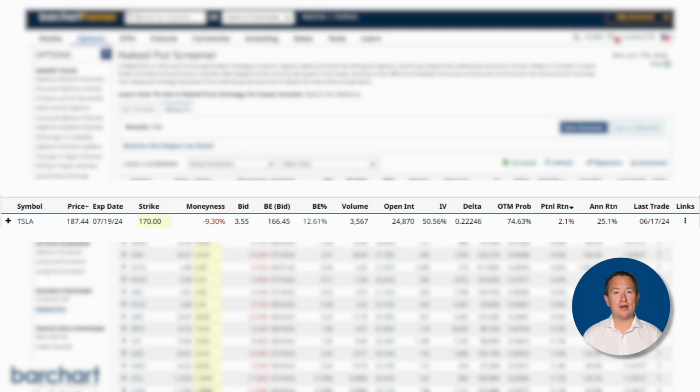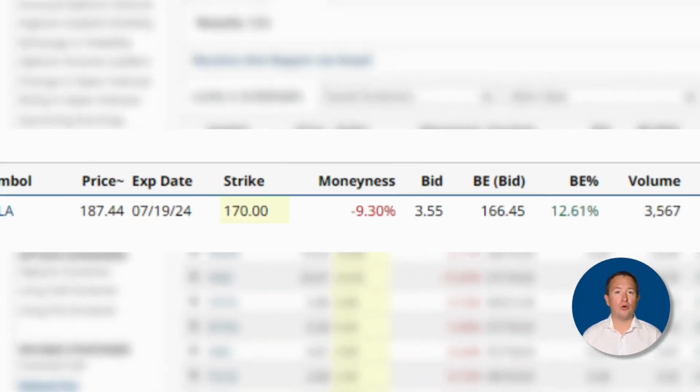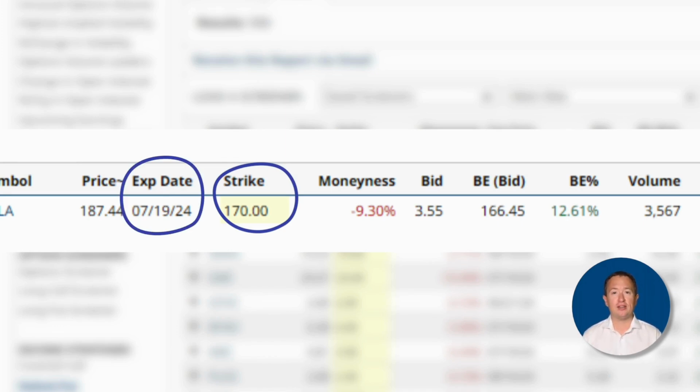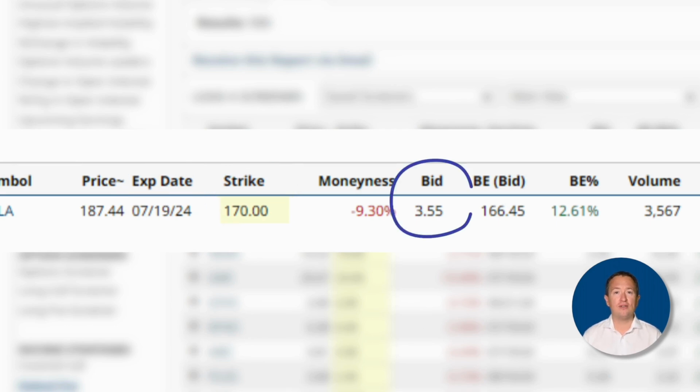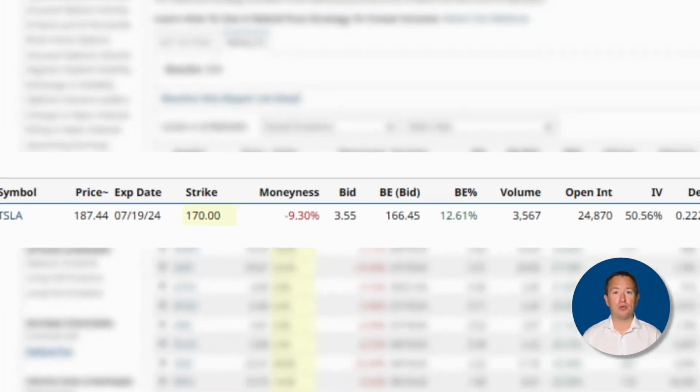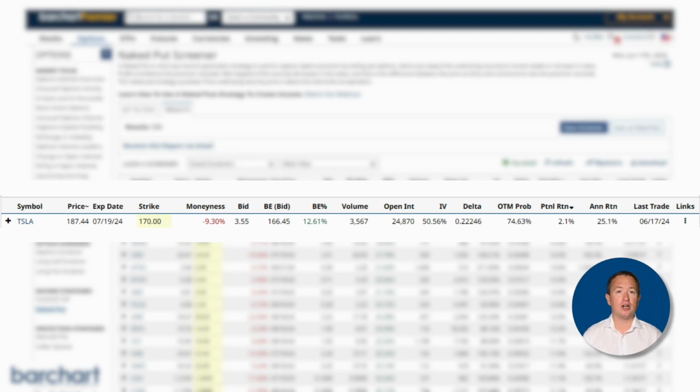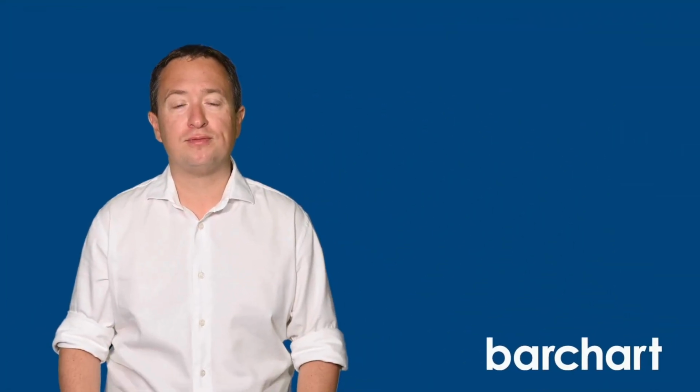If you go with this example, you'd issue a sell to open order on Tesla at the $170 strike price expiring July 19th. You'll receive $355 upfront for the $170 strike put on Tesla expiring on July 19th. Let's see how this trade can go.